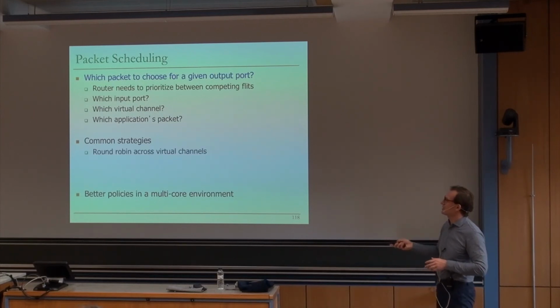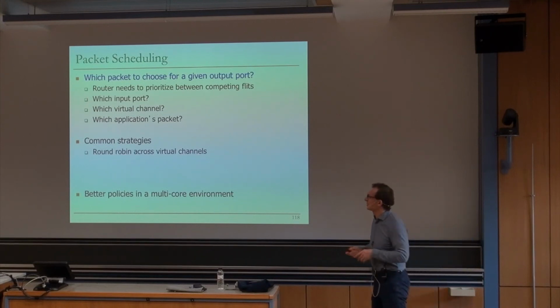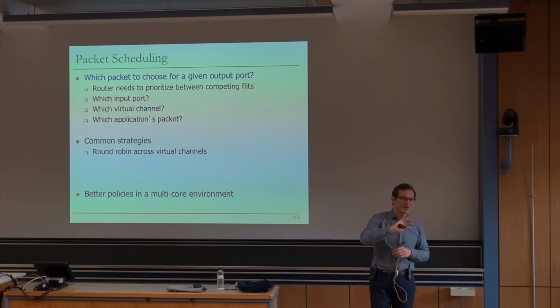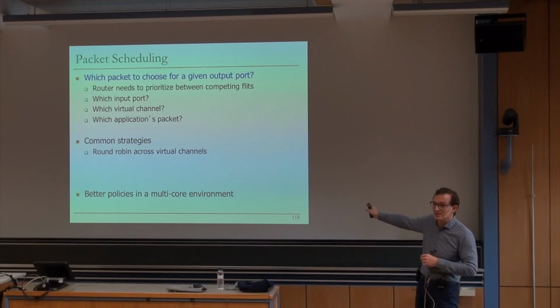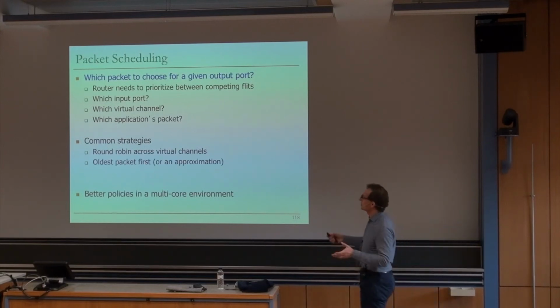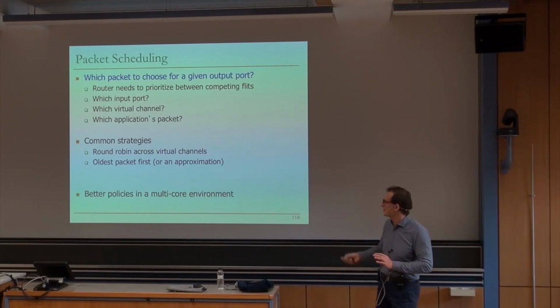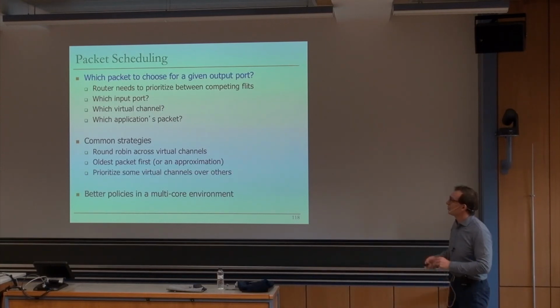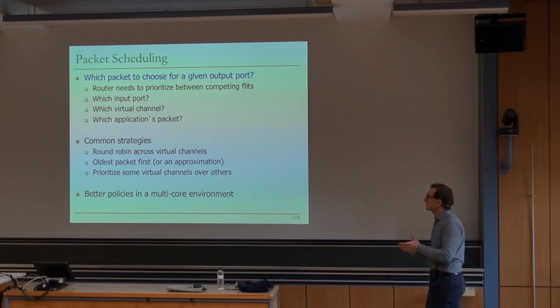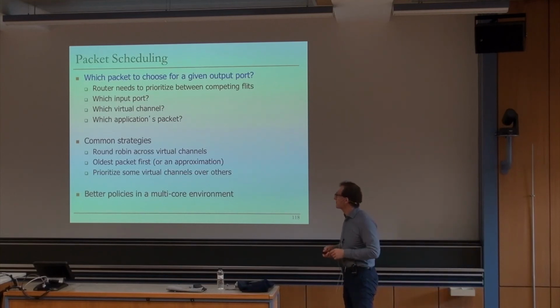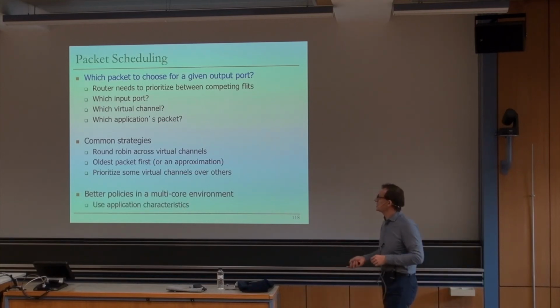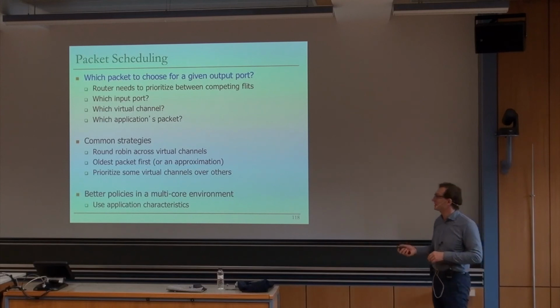There are common strategies that have been used, as we discussed earlier, such as round robin across virtual channels. It's a very simple scheduling policy, but clearly it's not very aware of applications. Oldest packet first is usually an approximation of it, because this requires full priorities. Or you prioritize some virtual channel over others to provide quality of service. So we basically want better policies in multi-core environments in general, because we know about applications better, right?